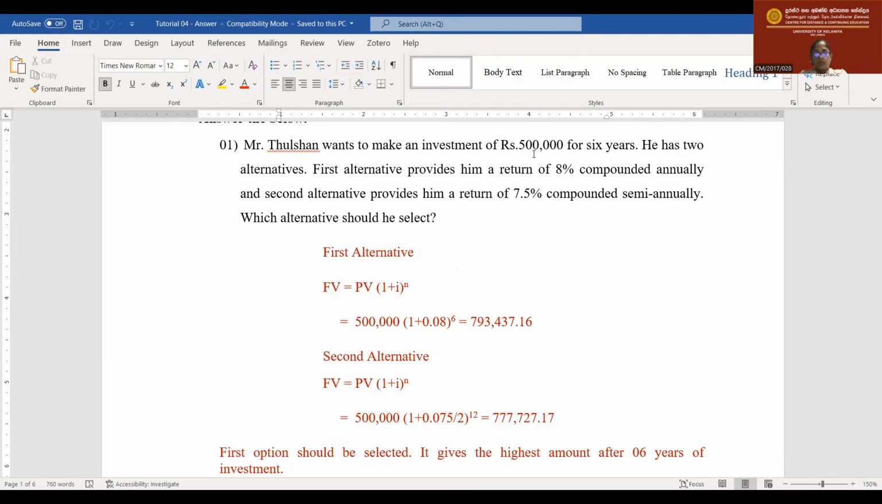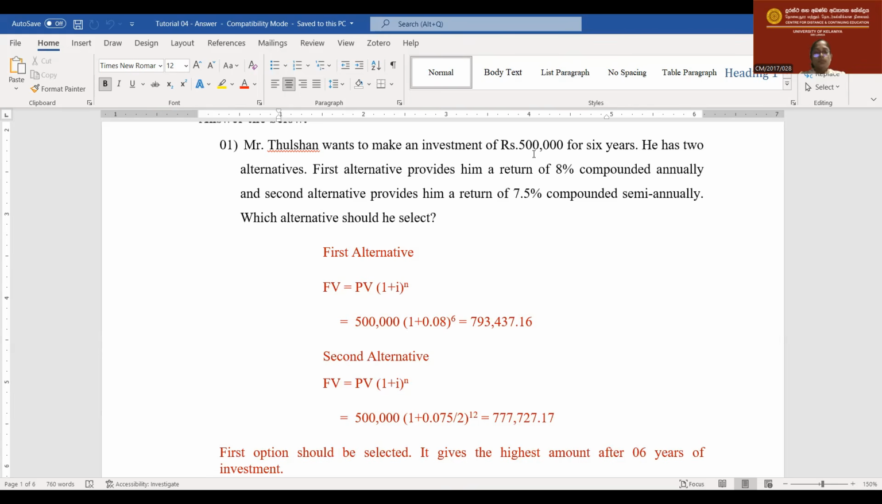In the first alternative, we have to compare the future value with respect to the present value. How much can we obtain in the future? In the future means after 6 years. Therefore, we have to do the comparison. The first alternative is 8% compounded annually. Then we compare the future value in both alternatives, and we can make a decision by looking at the future value: whichever has the highest future value, we can go with that.